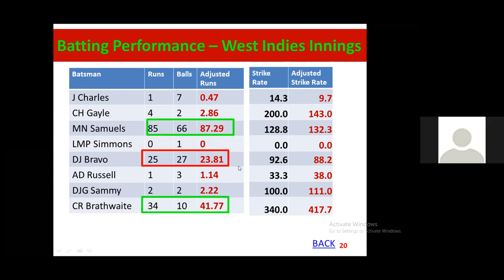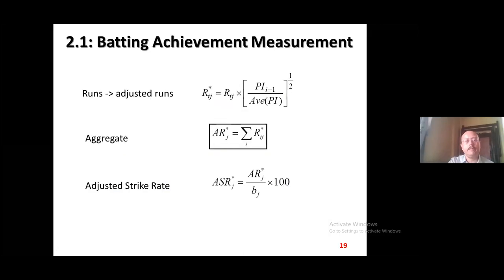Diganta, where is that adjustment calculated? Like Samuels, for instance, may have batted 10 overs or something like that, right? So it's the pressure index over those 10 overs, over by over. So this is aggregated over by over. The sum is over overs. So the current situation is measured at the start of the over and updated once the over is completed. Okay.